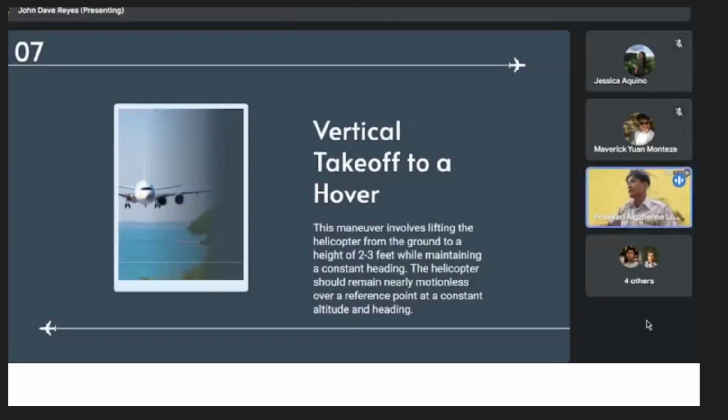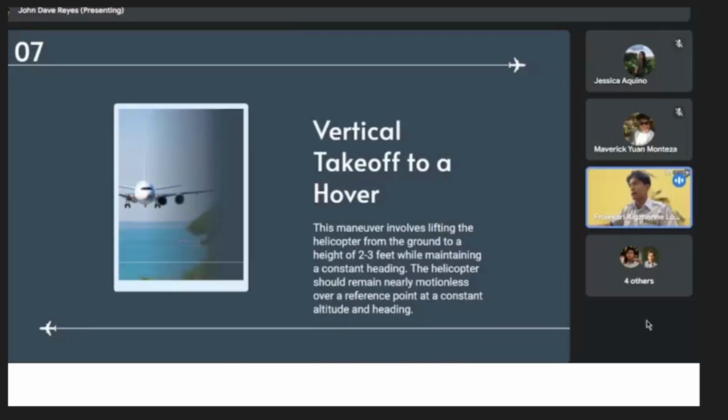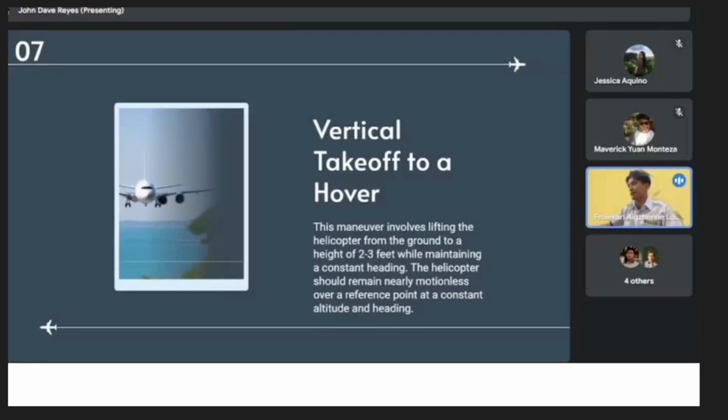So the seventh is the vertical takeoff to hover. This maneuver involves lifting the helicopter from the ground to a height of 2 to 3 feet while maintaining a constant heading. The helicopter should remain nearly motionless over a reference point at a constant altitude and heading. Next slide, please.